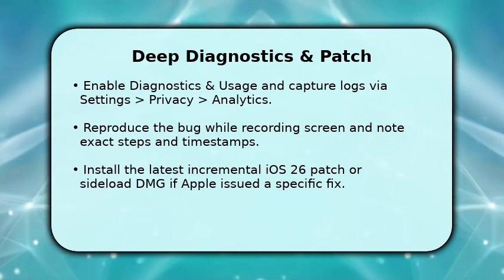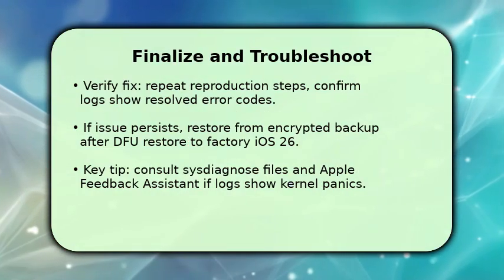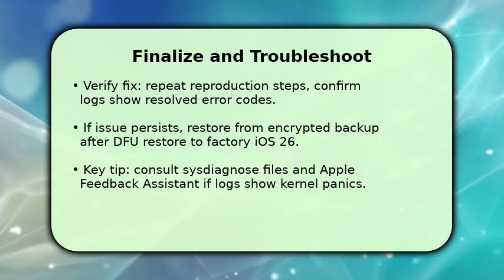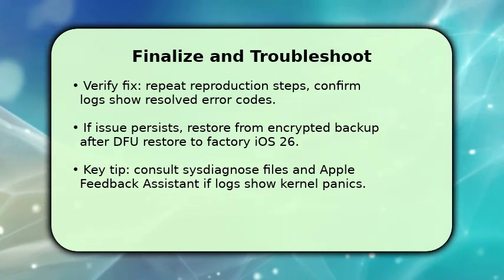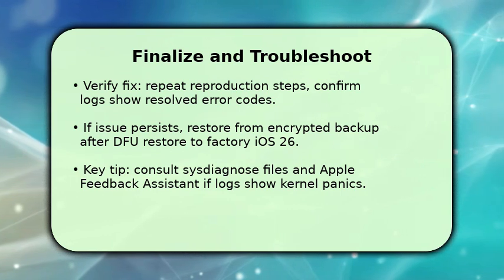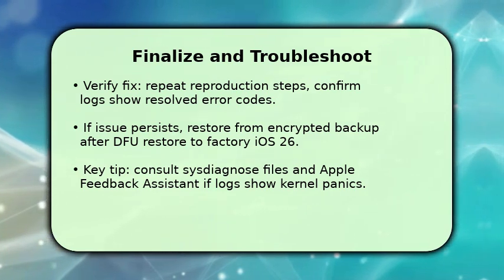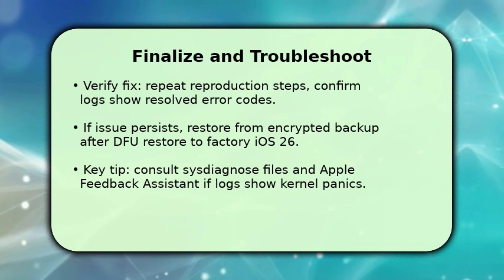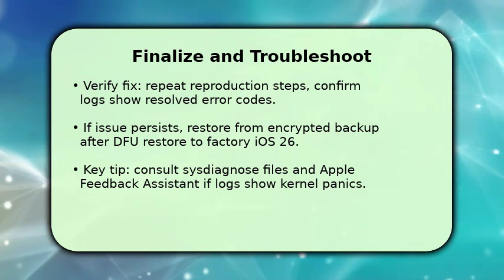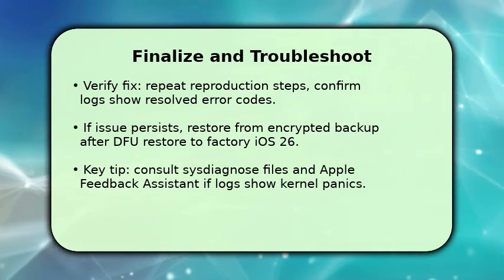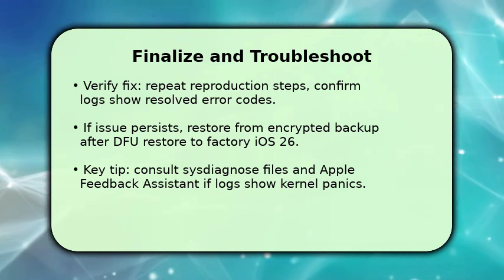You finish by verifying the fix. Repeat the exact reproduction steps and confirm the system logs no longer show the error codes you captured earlier. If the bug persists, perform a DFU restore to factory iOS 26, then restore the encrypted backup to recover data. DFU clears low-level firmware problems.